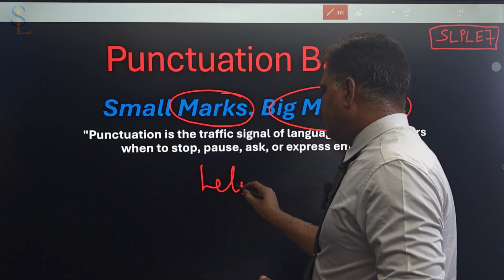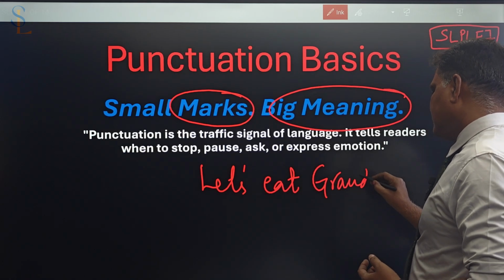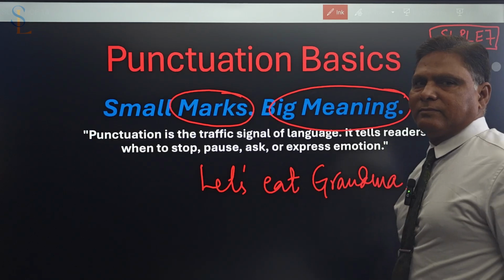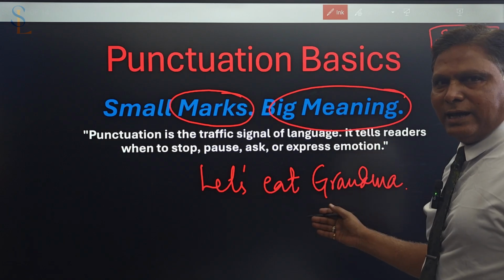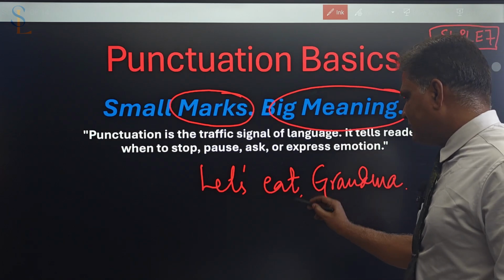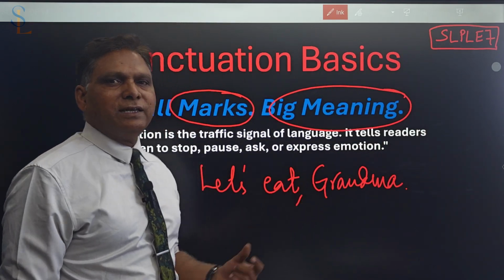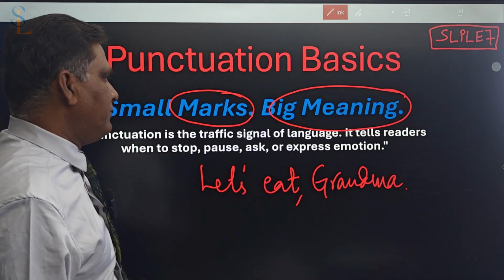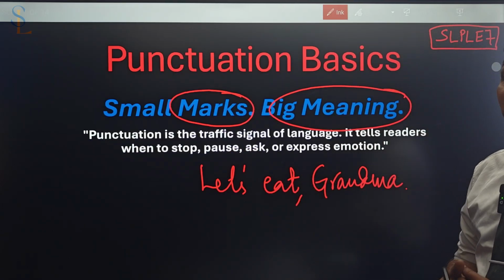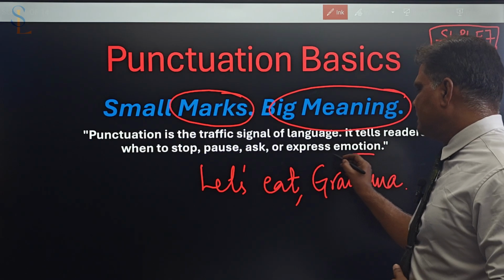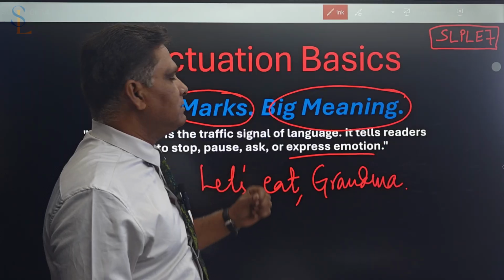When I say, let us eat, grandma, what did you understand? Shall we eat, grandma? Or are you asking grandma to come and eat together? So let's eat, grandma. This is how punctuations will definitely help us. So punctuation is the traffic signal of language. It tells readers when to stop, when to pause, when to ask, or when to express emotions. So with this simple slide, we will enter into punctuation basics.